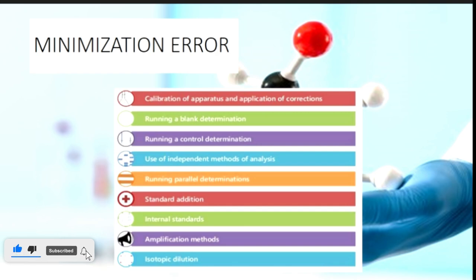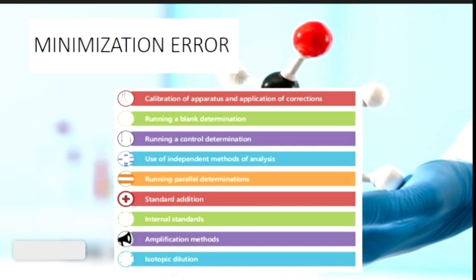Next is running a control determination. This is carried out as a determination on a standard substance under conditions as close as possible to the experimental conditions. Like you are doing an experiment in a controlled area, not allowing it to react with the environment or anything else. You are doing it in a controlled manner and comparing with the original value so that you can get the proper, correct value. This is the third method.